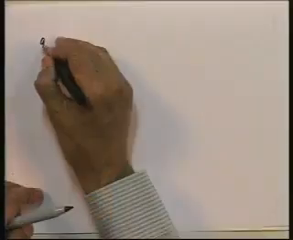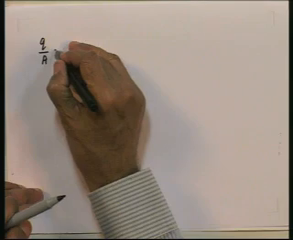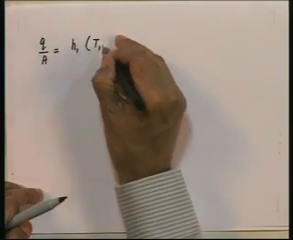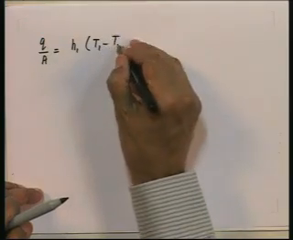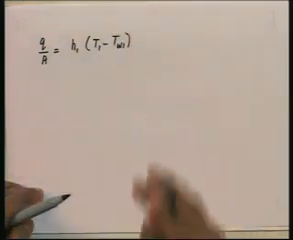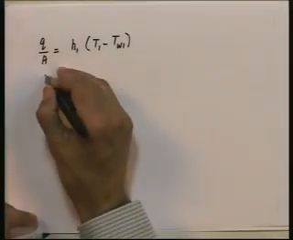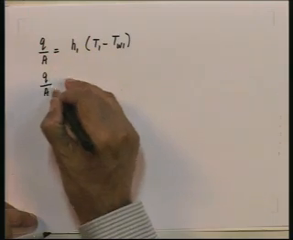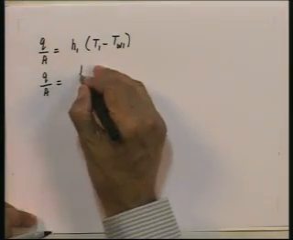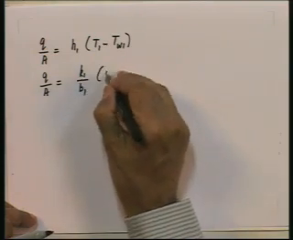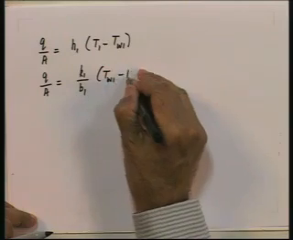What will we get? Starting with the left side again, Q by A, I am now going from left to right, is equal to H1 times T1 minus TW1. TW1 is the temperature of the surface on the left side. Then first slab, Q by A is equal to K1 by B1 times TW1 minus TW2.